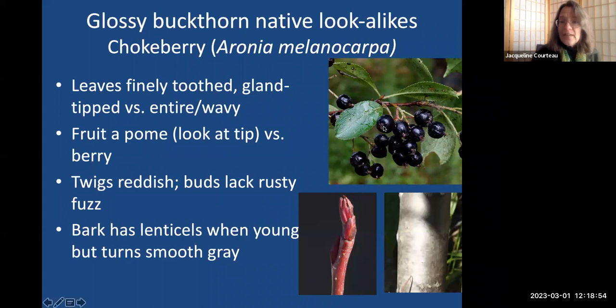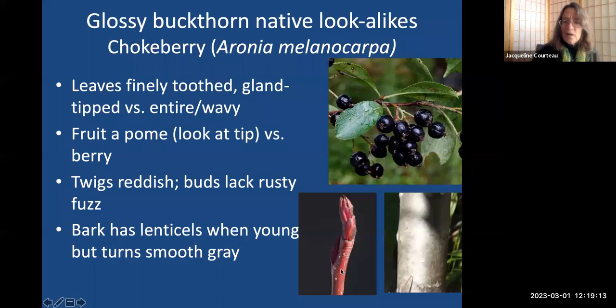So look at that little remainder of the flower parts there at the tip, like an apple has. So a different fruit if you see it, although the color is similar, it's that glossy, dark purple to blackish berry, but a different shape.